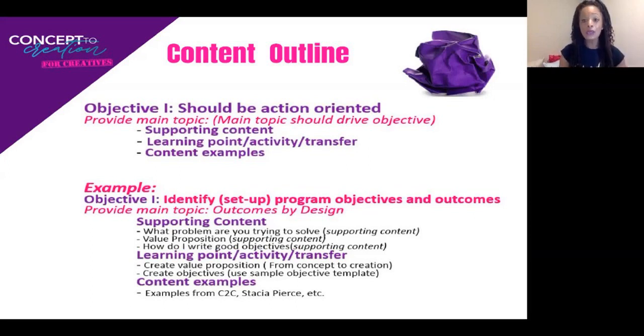Whatever it is, and I'm telling you, this is for creatives. So this type of content outline or this concept of creation course, it is for everyone who is a creative that wants to serve a purpose through content to their audience. And so your objectives should be action oriented. I'm going to give you an example here in a minute. Then you want to provide your main topic. Your main topic should drive the objective. So it is the thing that you're saying you're going to accomplish. That's your main topic as you're outlining it.